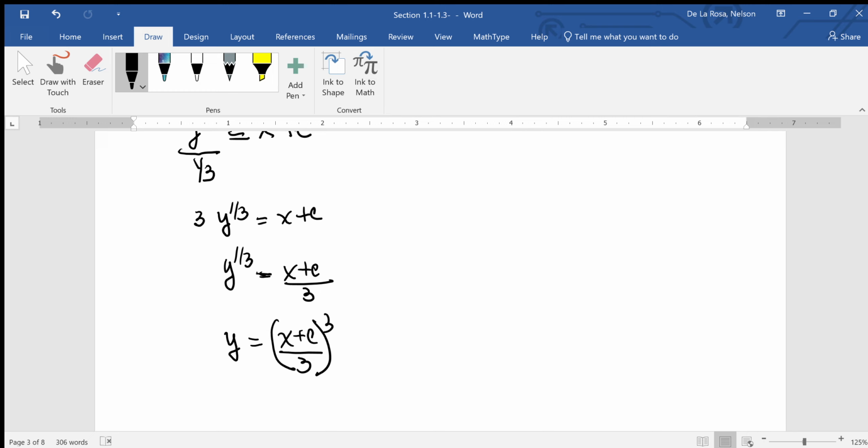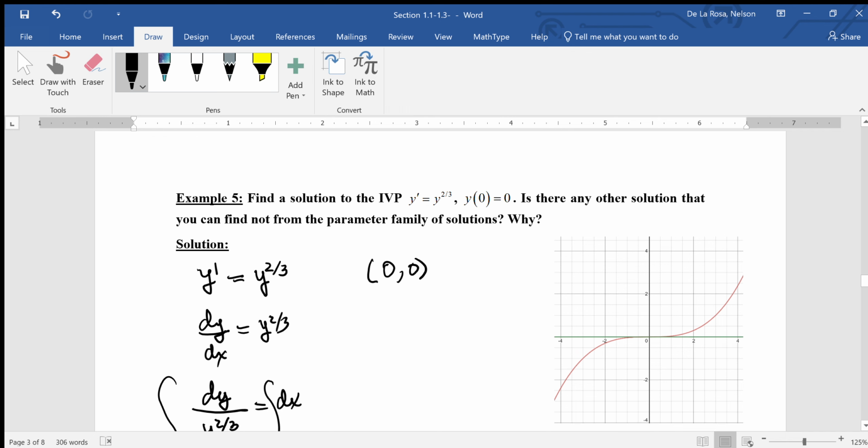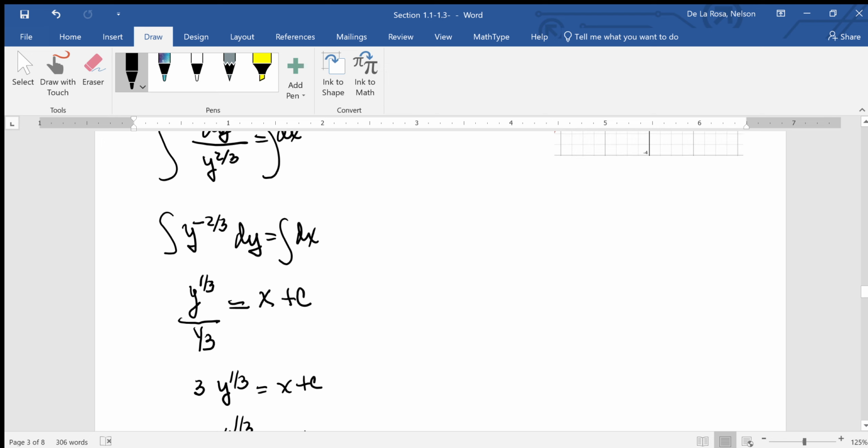So this is a parameter family of solutions. What is the meaning of this word parameter? Parameter means that we're going to have a C in the solution. We're going to have a C in the solution.